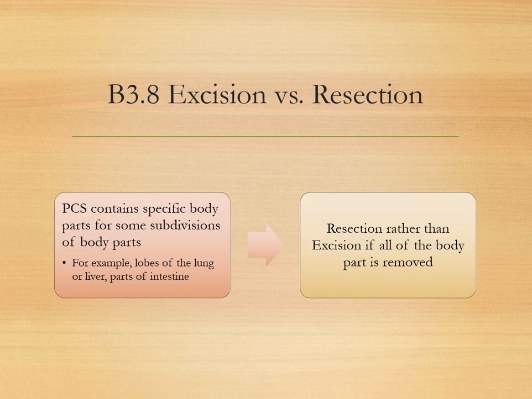So PCS contains specific body parts for an anatomical subdivision of a body part. For example, the lobes of the lungs, or the liver, or parts of the intestine. So if they take out all of that body part, it's resection. If they take out part of that body part, it's excision.